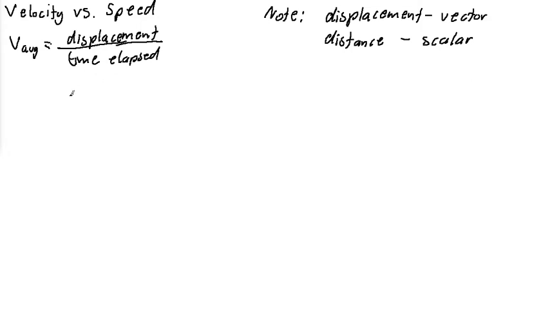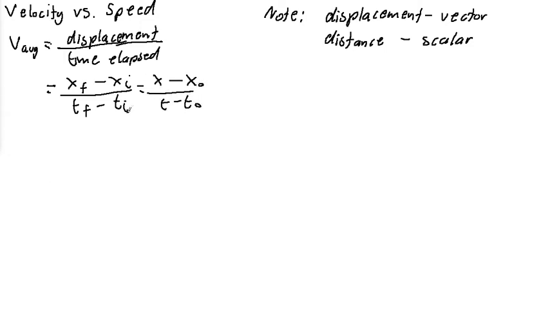And this can also be written as x final or y final, depending on what axis you're working, minus x initial over t final minus t initial. Now some textbooks do it x minus x naught, t minus t naught. Just know that they're all the same. It's just the notation that varies. And the symbol for V average most of the time is going to be V with a line on top, which signifies the average.